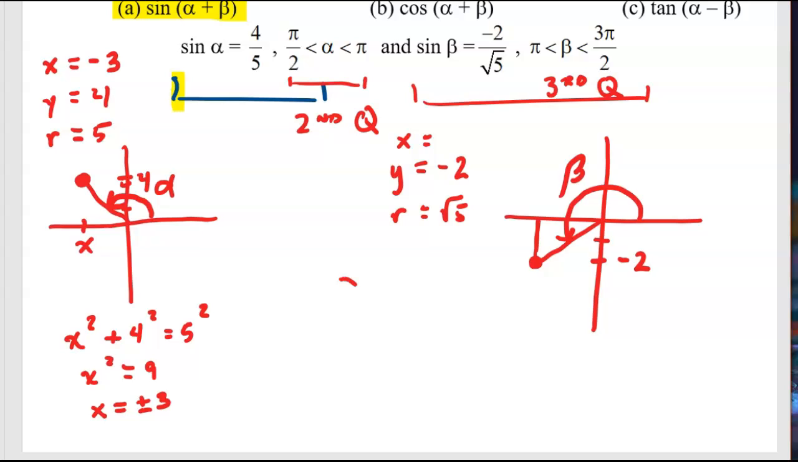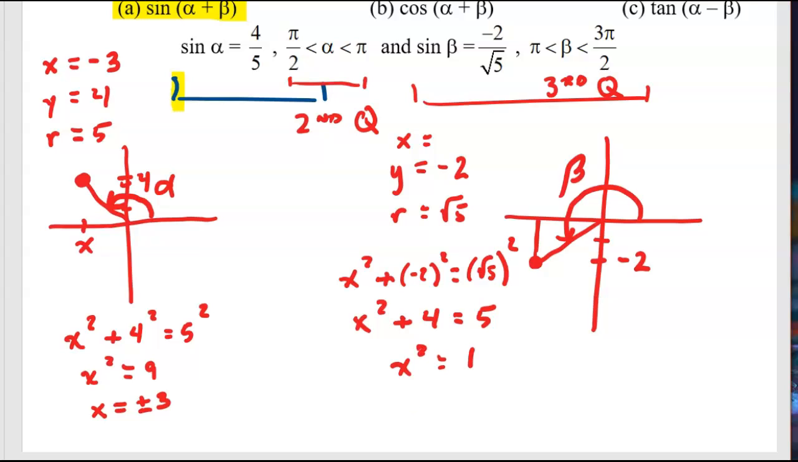Pythagorean theorem again. So I have x squared plus negative 2 squared equals root 5 squared. So x squared plus 4 equals root 5 squared, which is 5. Just a reminder, anytime you have a number squared, it is positive no matter what. So x squared equals 1. So x is either going to be plus 1 or minus 1. Now, since we know x is to the left in the third quadrant, x has to be negative 1.